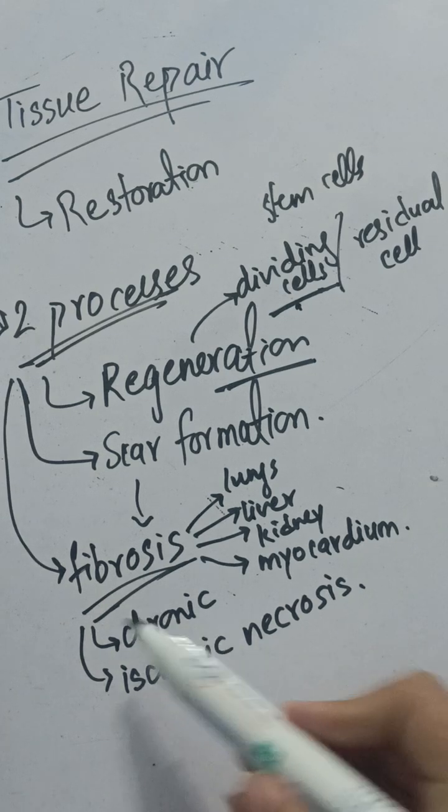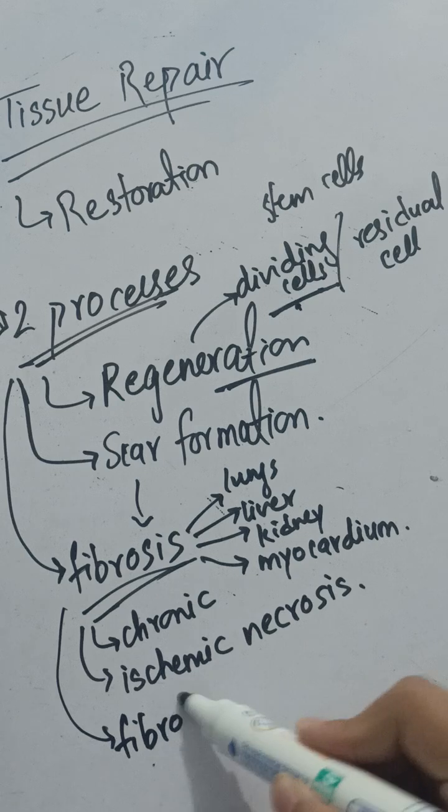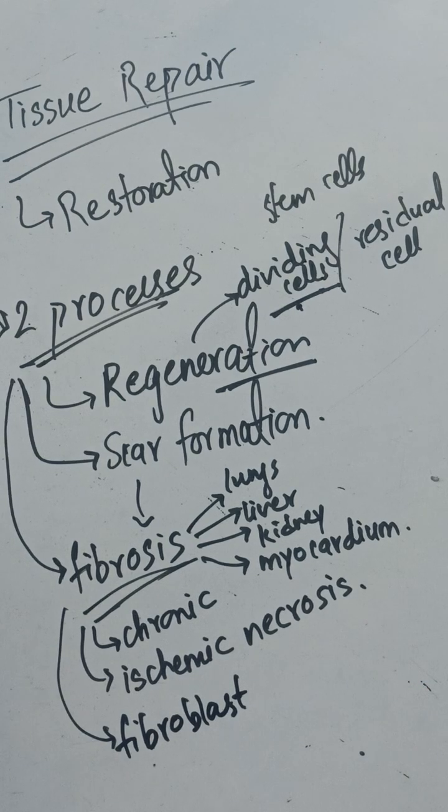Similarly, in making the fibrosis, the fibroblast is the major cell that is producing the fibrosis, while the residual cells and stem cells are causing the regeneration. And the scar formation is done by what kind of cells? It is done by your collagen and connective tissues.